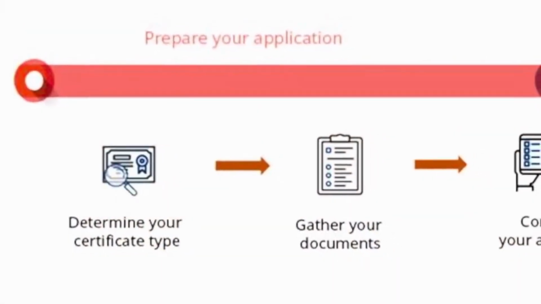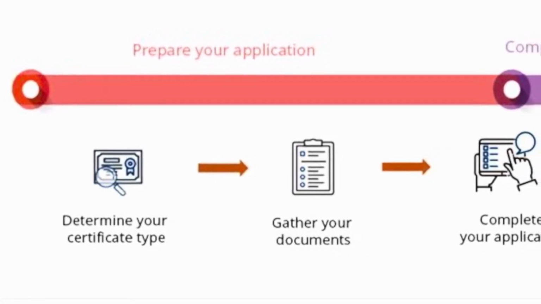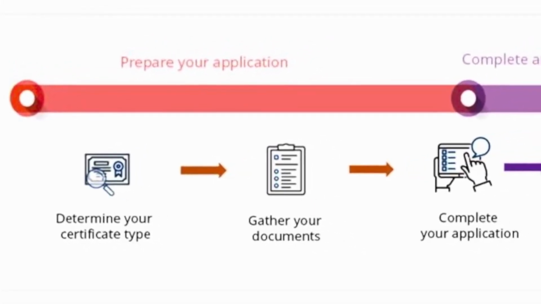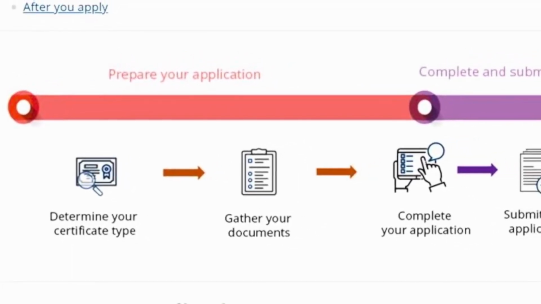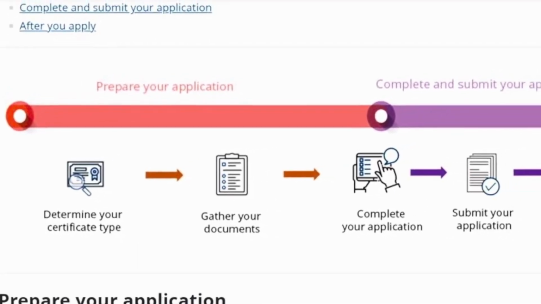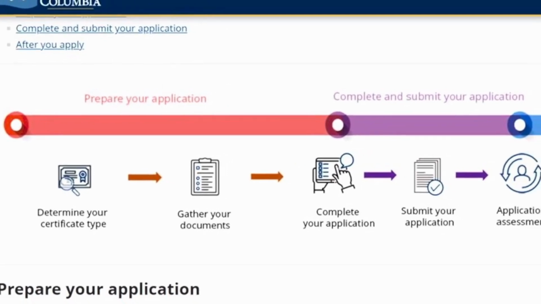The process is clearly explained here. You need to determine your certificate type, and according to that you gather your documents. You complete your application and submit it to the ECE registry. The registry then assesses your application and a final decision is made. If you are approved, you finally get your ECE Assistant license.